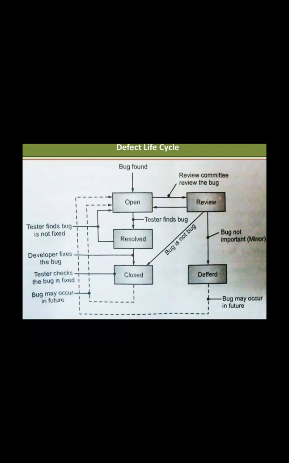If it is a serious one, what we will do: the tester finds the bug, it is not fixed yet, and the developer fixes the bug, the tester checks whether the bug is fixed or not. If it is an important one, you need to eliminate the bug, then we will close the bug. So these are the steps followed in any defect life cycle process to eliminate the bug.